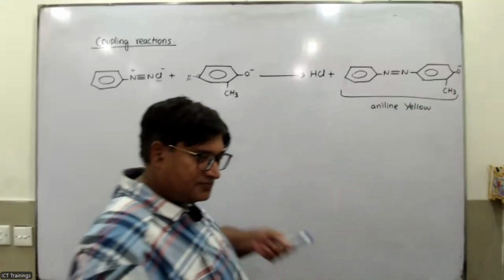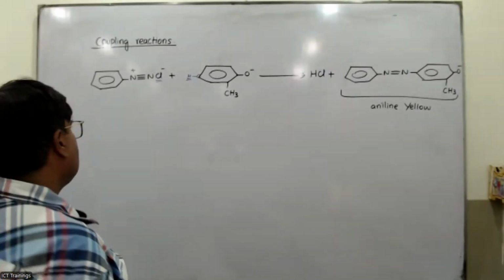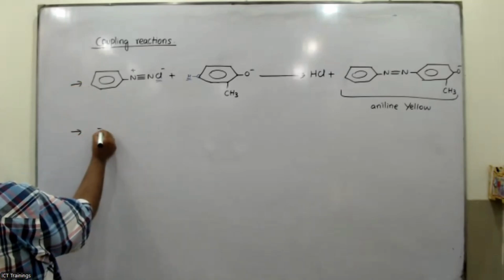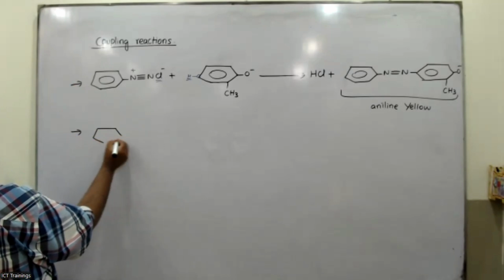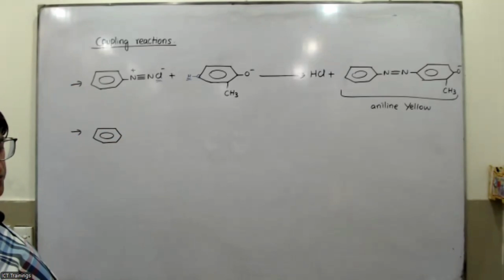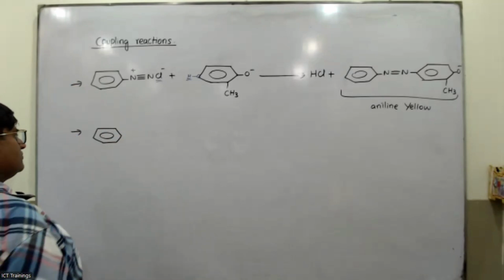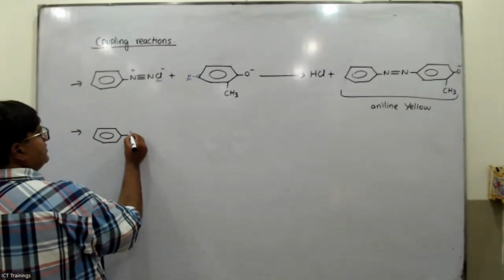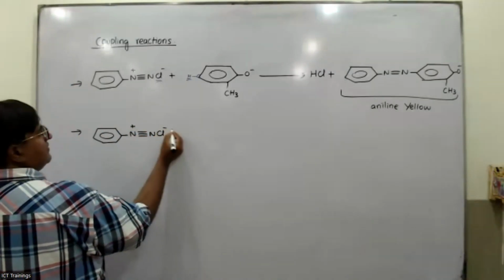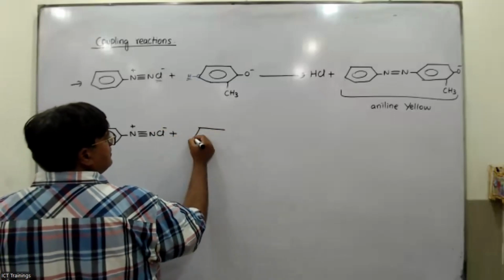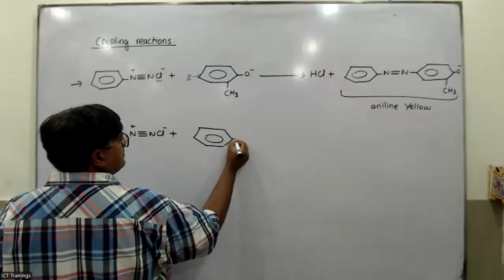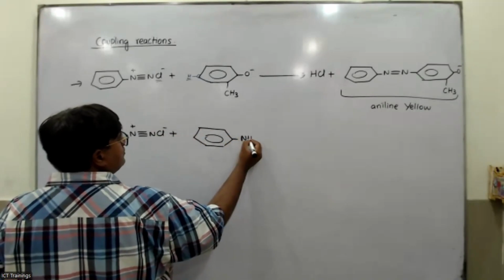Okay. The next one, you should make. This is the previous lecture thing. I'm going to make it for you. I have given you work to draw it, but most of the students did not send it to me. So N positive, triple bond N, Cl minus, and this one benzene, and this one is NH2.